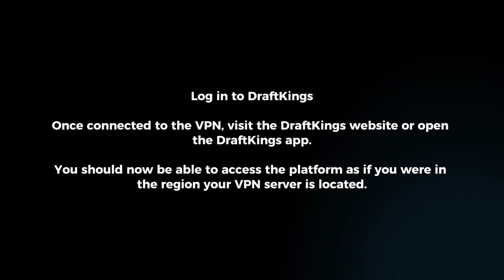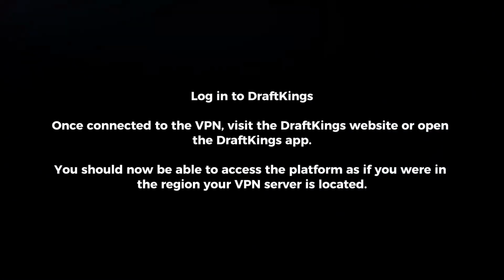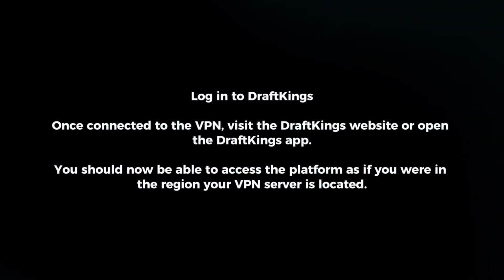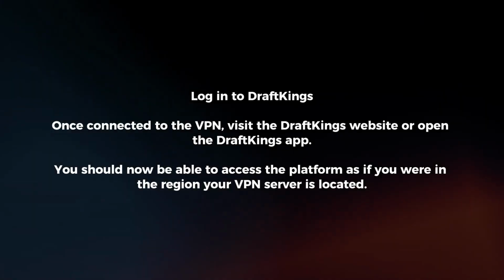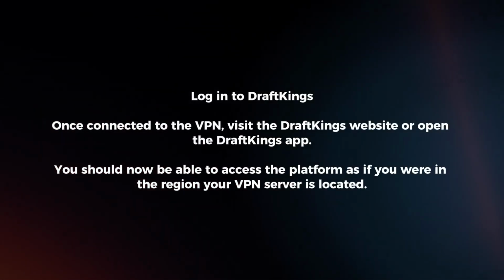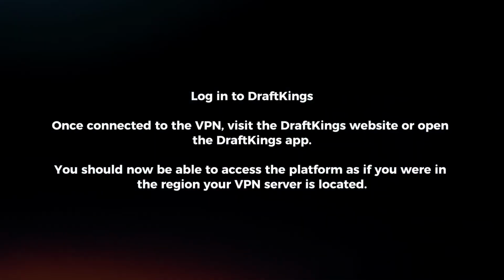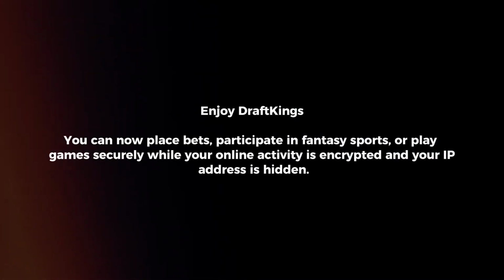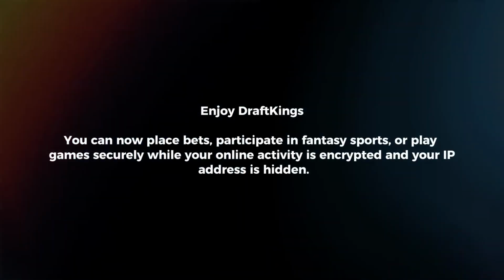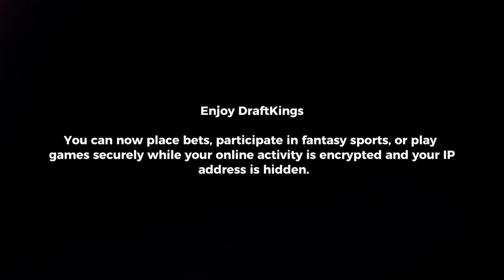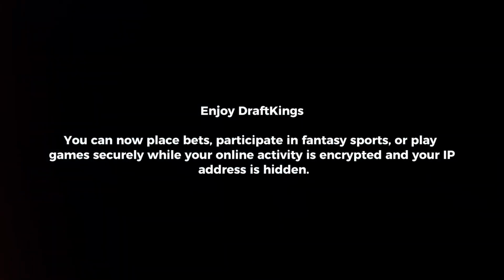Log into DraftKings. Once connected to the VPN, visit the DraftKings website or open the DraftKings app. You should now be able to access the platform as if you are in the region your VPN server is located. Enjoy DraftKings. You can now place bets, participate in fantasy sports, or play games securely while your online activity is encrypted and your IP address is hidden.